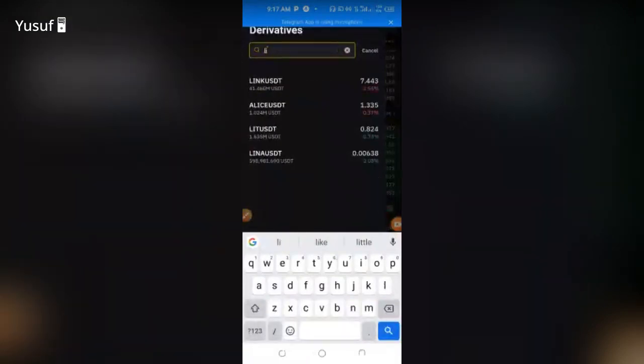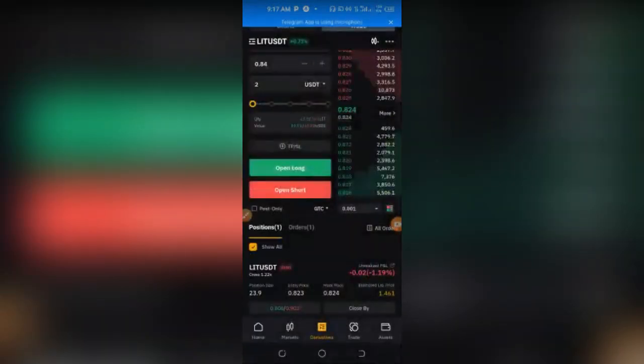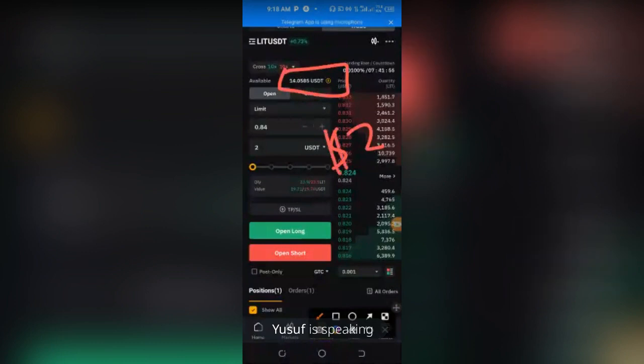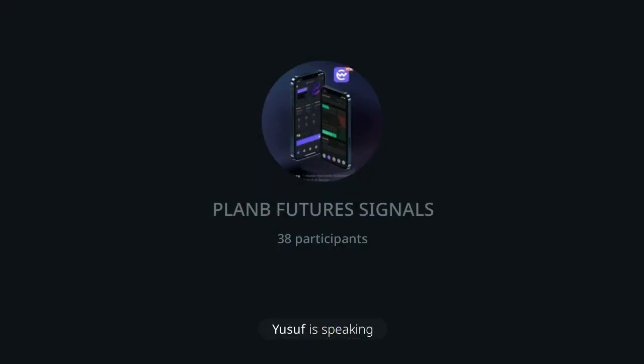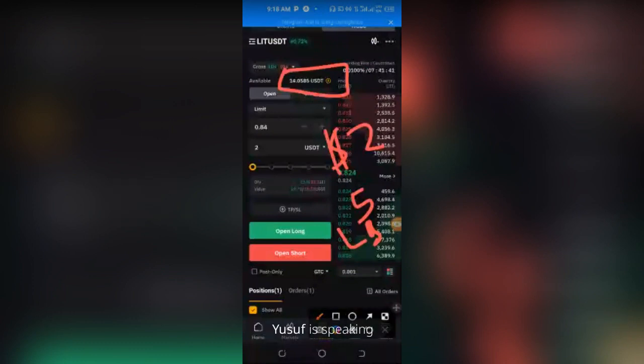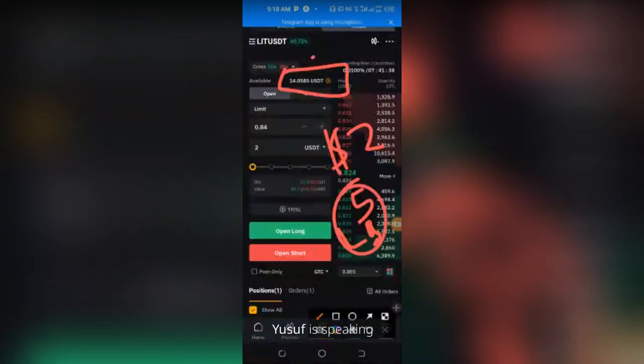LIT USDT. Then which amount? You can see my money is reducing because I first exposed $2 to short LIT. I exposed another $5 to long BTC. Okay, is it $5 or $3? So leaving my balance to this.